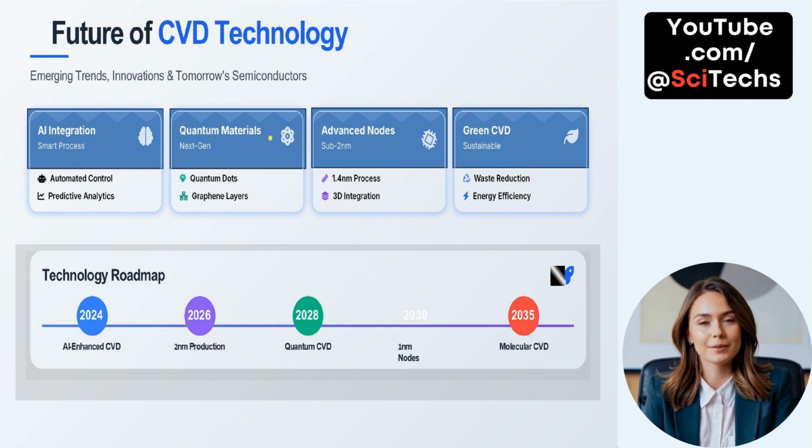Future of CVD technology. The future of chemical vapor deposition is being shaped by cutting-edge innovation and transformative trends. One major area is AI integration, which is enabling smart process control through automation and predictive analytics. These advancements improve process stability and reduce variability. Meanwhile, quantum materials like quantum dots and graphene layers are expanding the possibilities of CVD for next-generation electronics. These materials require atomic-level control that CVD is uniquely suited to provide.